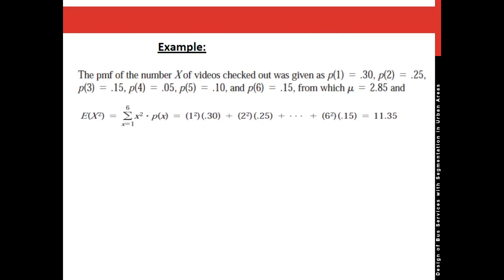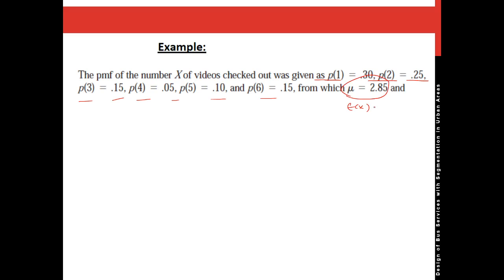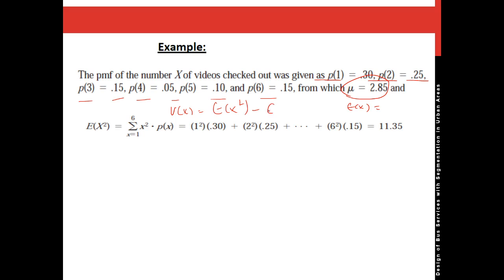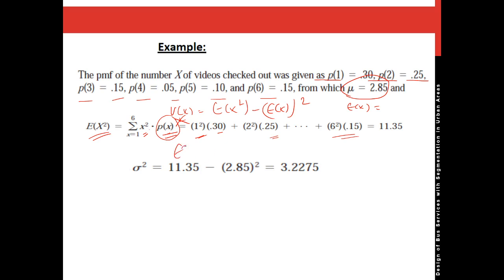Here is an example. It is given that the PMF P of 3 equals 0.15, P of 4 equals 0.05, P of 5 and P of 6, and expectation of x is given. So variance of x equals E of x square minus E of x all square. Here first we will find E of x square. So remember one thing, E of x square is x square into p of x. There is no square on the p. So 1 square into 0.30, 2 square into 0.25, etc., 6 square into the last probability. So E of x square minus E of x all square gives the variance.